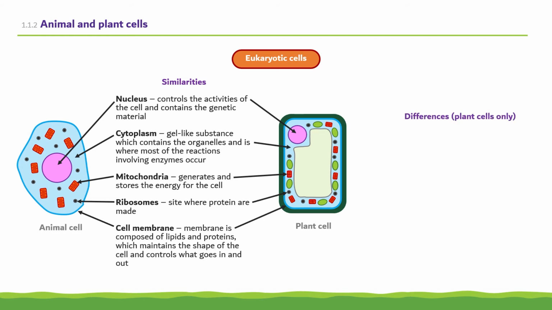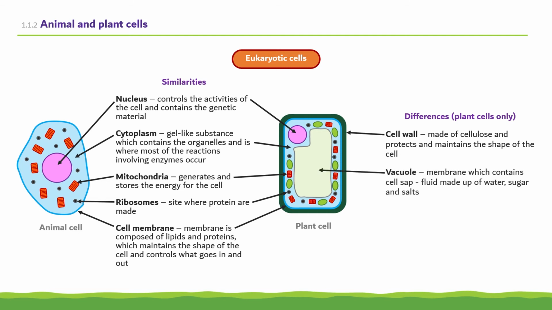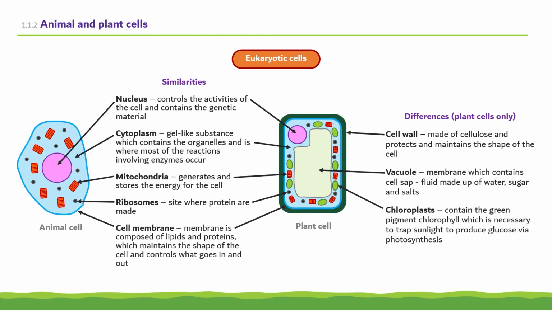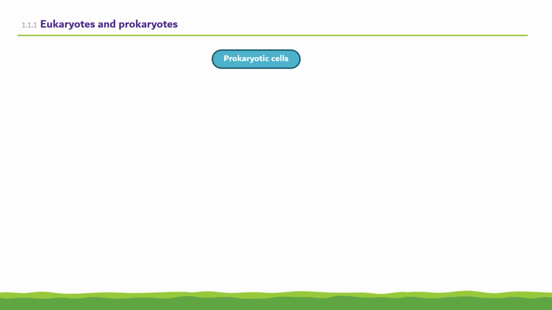The differences between these two cell types arise due to the fact that plant cells have a few extra features. The plant cell has a cell wall in addition to a cell membrane. The cell wall is made up of cellulose and protects and maintains the shape of the cell. A vacuole is contained within the cell, which is a membrane containing cell sap, a fluid made up of water, sugar, and salts. Finally, chloroplasts are organelles that contain the green pigment chlorophyll, which is necessary to trap sunlight to produce glucose via photosynthesis.